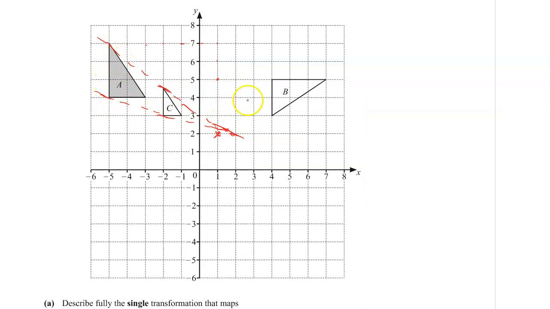So 1, 2, 3. Let me rub this. 3, 1, 2. Join right there. So this is B part 1.